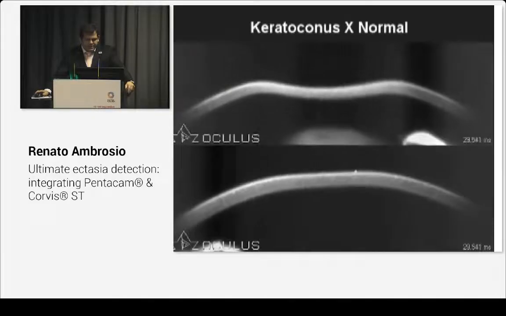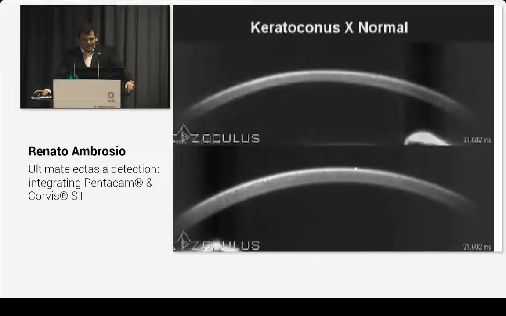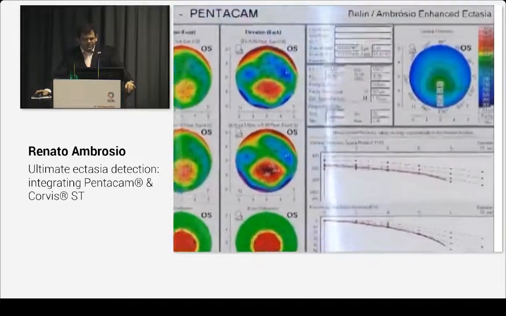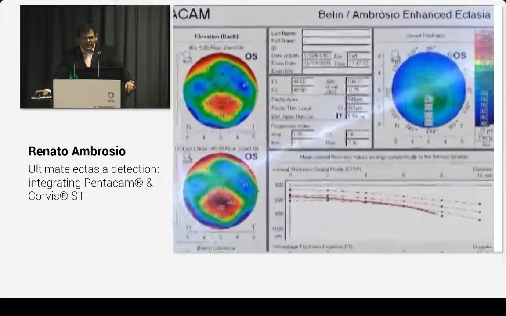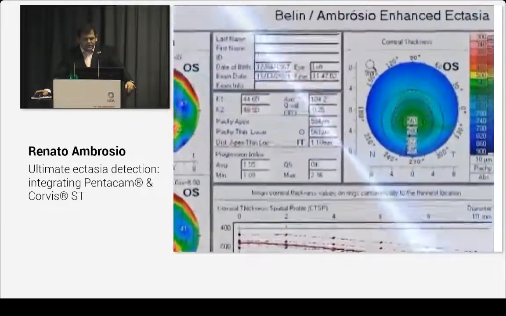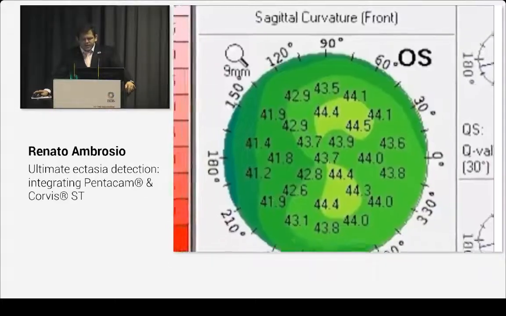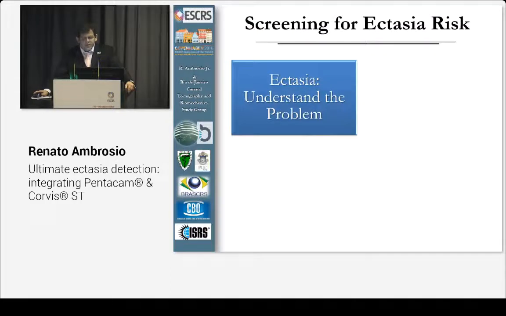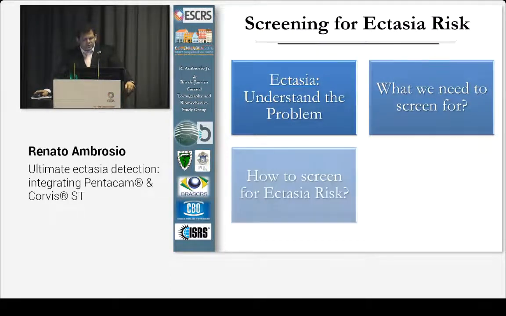We have to combine tomography and biomechanics. And if you see these two corneas, there is a very thick normal cornea, and that was a keratoconic cornea. But when we combine tomography and biomechanics, we really go beyond what we have to do for screening. However, we have to understand what's the problem, what we're trying to screen for.